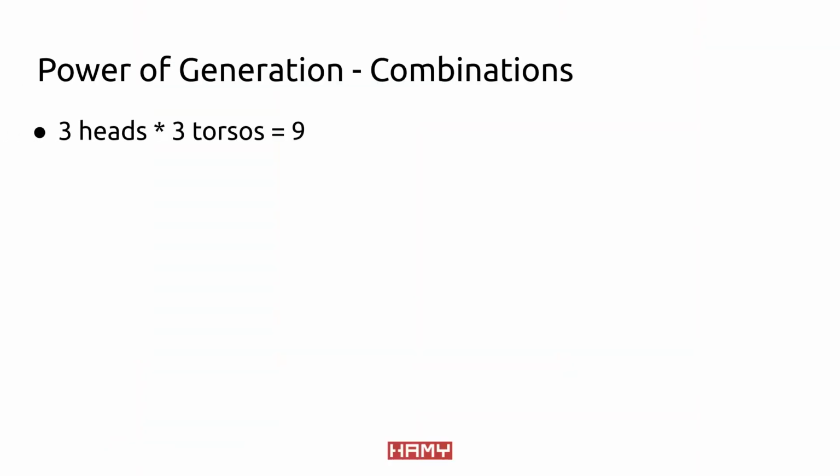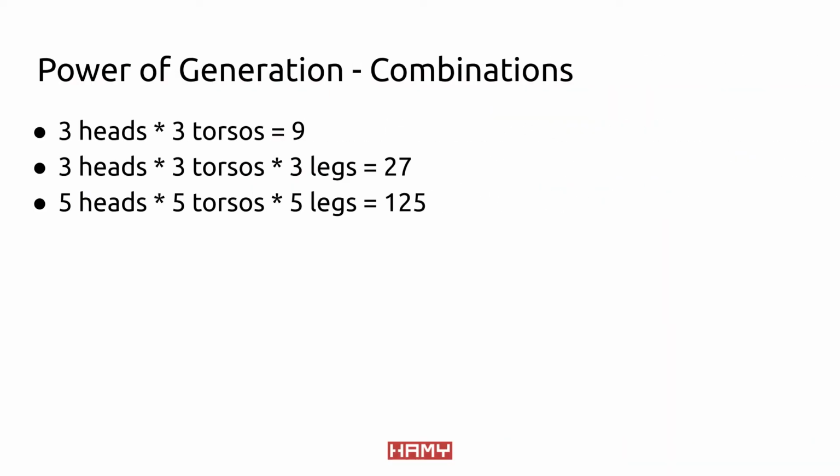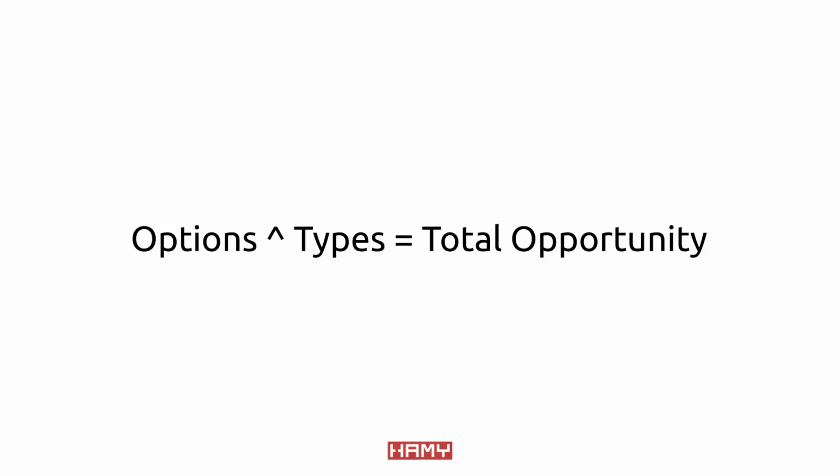So as in our first example, if we have 3 heads and 3 torsos, we'll end up with 9 different figures. Now, if we add in 3 leg pieces, then we now get up to 27 different characters. And if we take it one step further and say that we have 5 of each piece instead, we now have 125 different characters that we could create. The basic formula for this is that the total opportunity space is going to equal the number of different options we have to the power of the different types of options that we have. This is the paradigm or phenomenon that we'll be leveraging to create our own 3D character collections in the rest of this video.